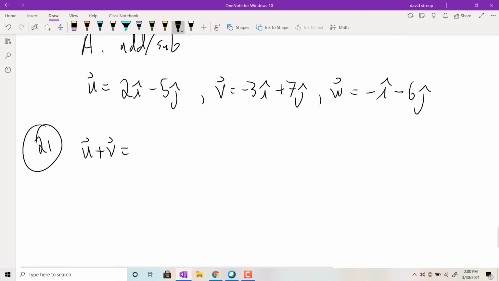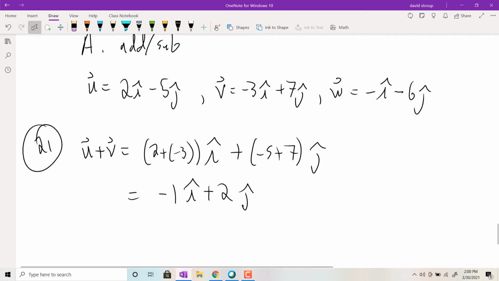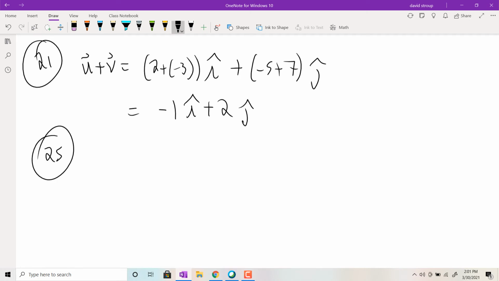Right, so how do I do that? Well, you just add up the i parts. So 2 plus negative 3 i, and then you add the j components together. So that'd be negative 5 plus 7. It's really that easy. So you end up with negative 1i plus 2j. And if you drew it out, you would see that parallelogram. It works, believe it or not. You try it on your scratch paper. Pause the video and try it.